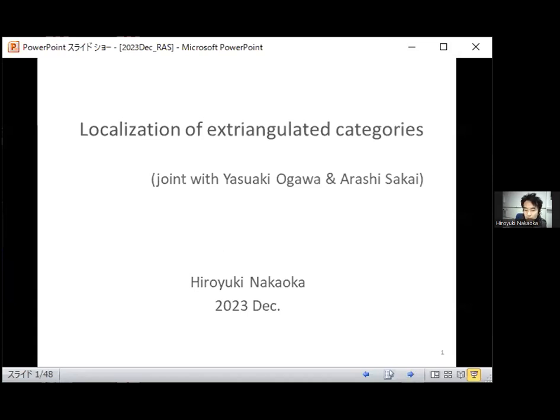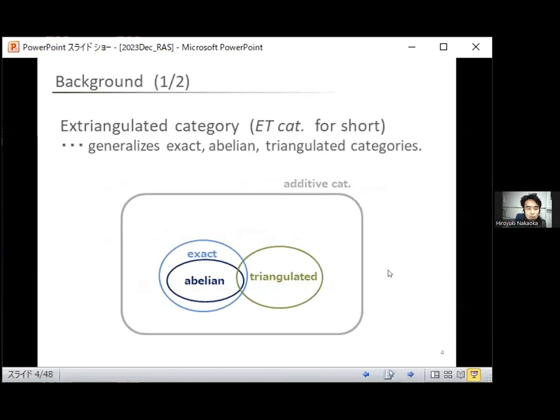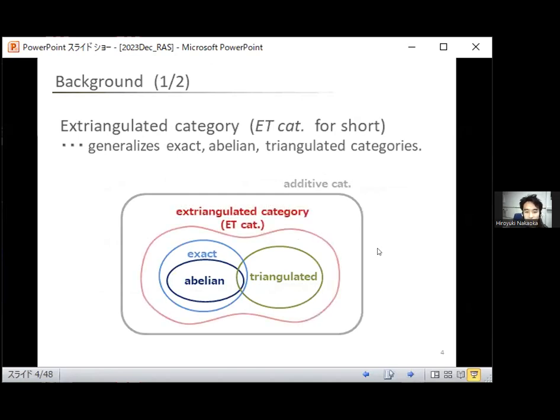So let me start with the introduction. An extriangulated category, which I call ET category for short in this talk, can be regarded as a common generalization of exact categories and triangulated categories. It is defined as an additive category equipped with some extra structure.